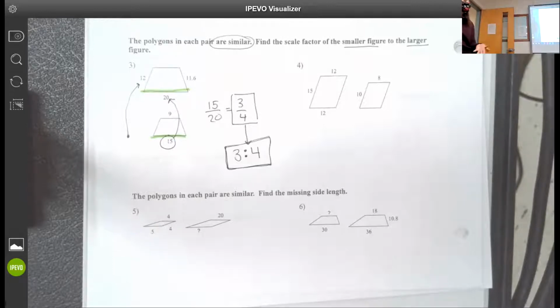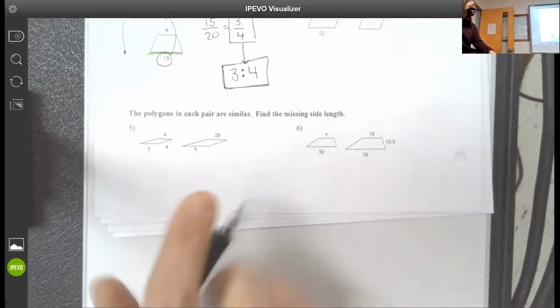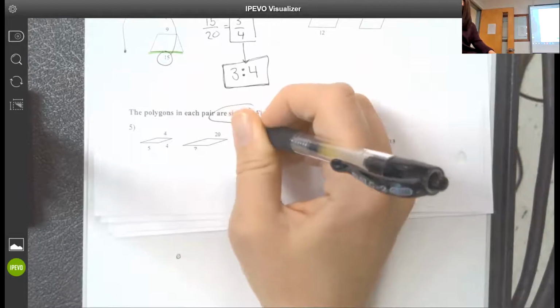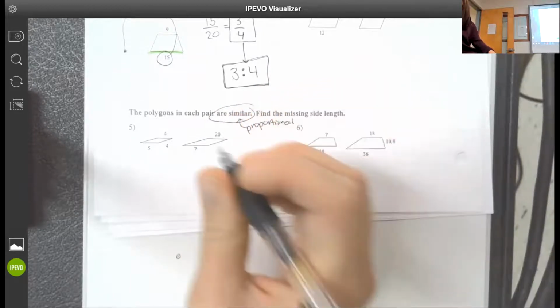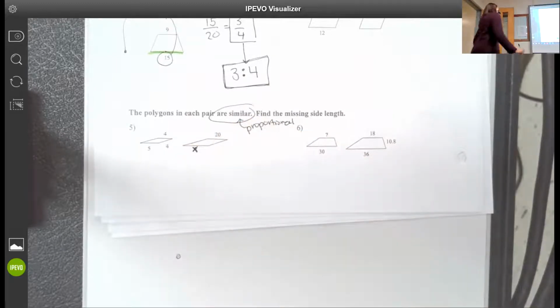Okay, so you do the same thing on 4, figure out what two sides match, and then go small to large. 5 and 6 is where we're trying to find a missing side. So again, it tells us they are similar, which tells me they are proportional. And if I want to find the missing side, which had a question mark, I'm just going to change that to X.